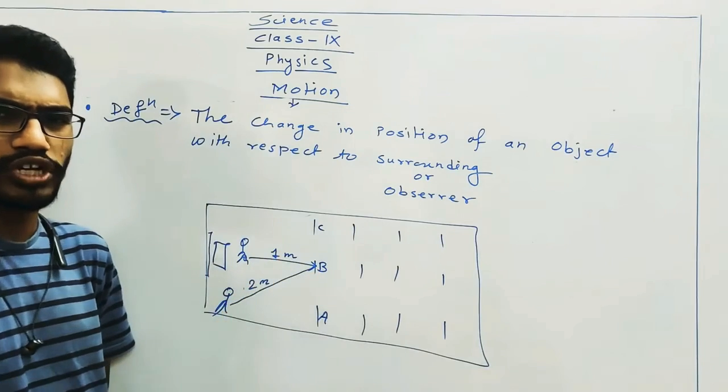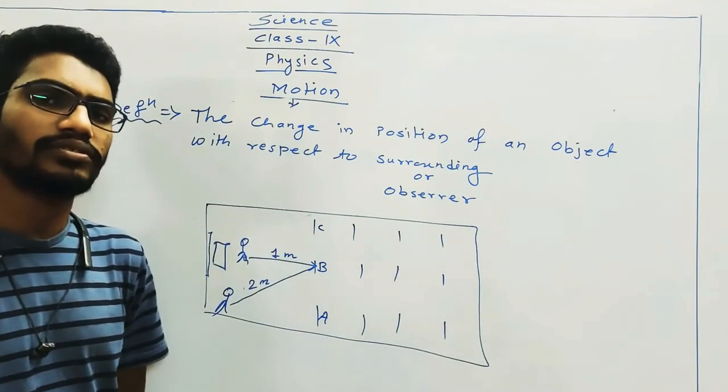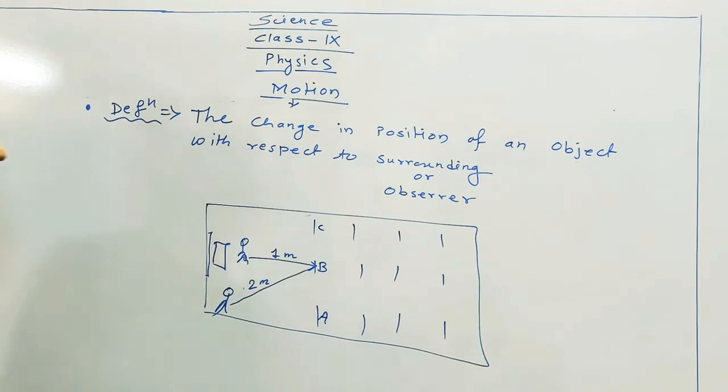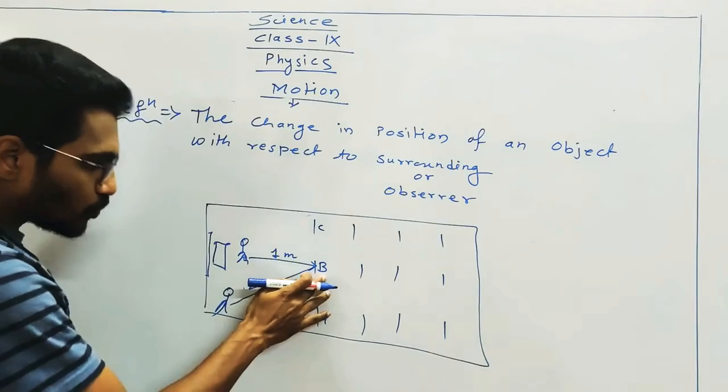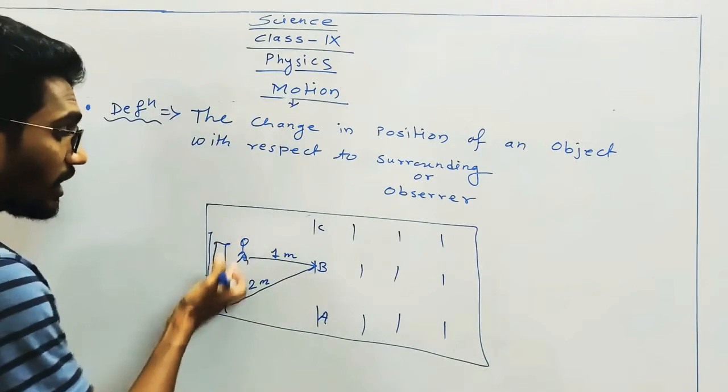I am talking about student B. If you take the example of C and A, your answer must be different. Yes or no? उनके लिए भी तो position बदलती है ना? Okay. So with respect to student B, teacher is in motion because the position changes, finally and initially.